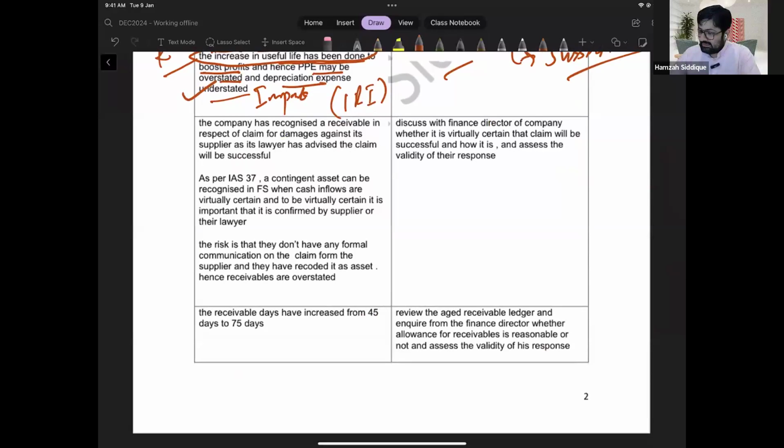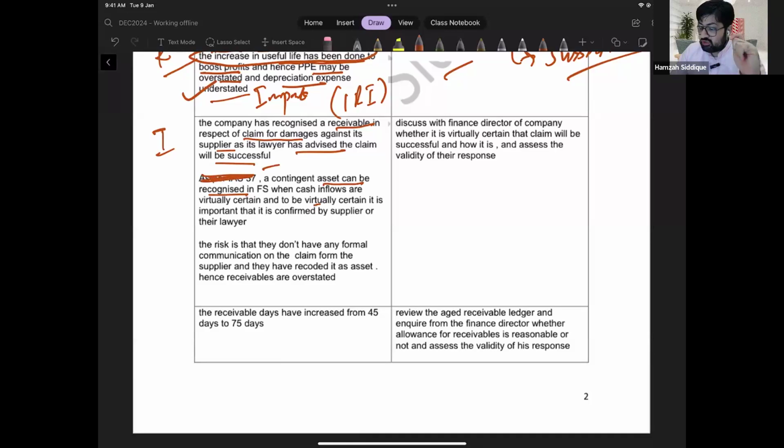Right. Next. The company has recognized a receivable in respect of a claim for damages against its supplier. They have filed a claim against the supplier and they recognized a receivable. The lawyer said that it will be successful. Now, this is a pure accounting issue and there is high risk. It may be incorrectly recorded. As per IAS 37, a contingent asset can be recognized only when cash inflows are virtually certain.